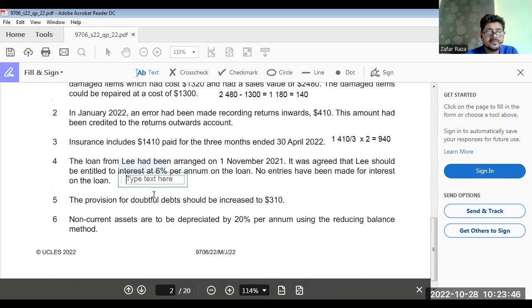Ten thousand. 10,000 multiply by 6% is equal to 600. Multiply by November, December, January, February, 4 months.